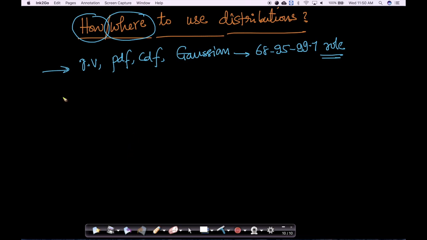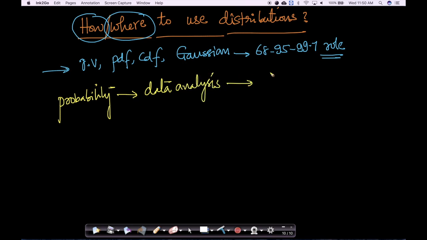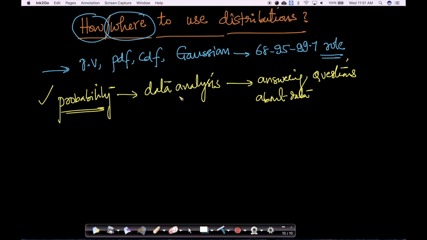So in a nutshell, all the probability that we learn, all the concepts in probability, including distributions, are mostly used for data analysis, right? What is data analysis? Data analysis is all about answering questions about data itself. So all the techniques that we learn in this probability chapter are used for exploratory data analysis, and the exploratory data analysis that we do with probability is about answering questions about data.